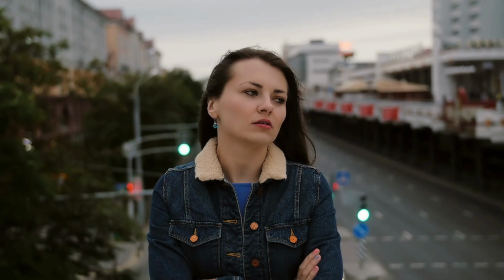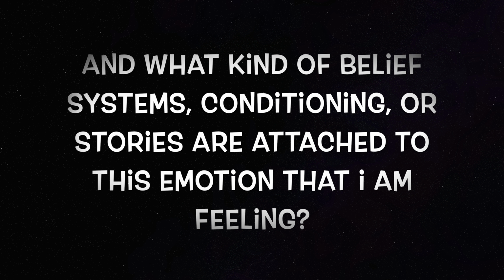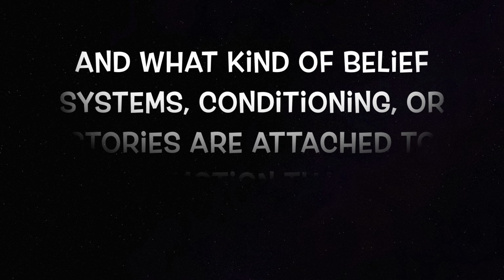The next way in which you can spot your shadow is by paying attention to all kinds of your emotions, be it judgment, be it triggers, be it things that upset you, or even resentment. Now, all these things could very much be an expression of a hidden shadow aspect. So, it's very important that you ask yourself these very basic questions, which is, what am I feeling exactly? Why am I feeling it? And what kind of belief systems, conditioning, or stories are attached to this emotion that I'm feeling? Now, when you ask yourself these questions, you will be able to bring that hidden shadow aspect into your conscious awareness, work through it, and integrate it.